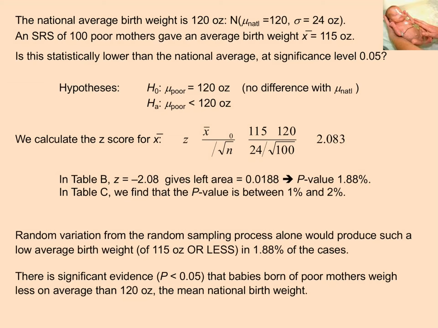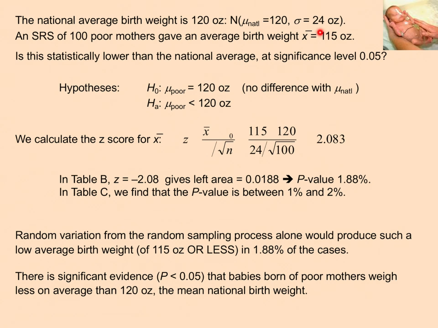Okay, so let's look at this example here. The national average birth weight is 120 ounces. Okay, so we have a normal population distribution with a population mean of 120 and a standard deviation of 24 ounces. All right. We take a simple random sample of 100 low-income mothers, and we find an average sample birth weight of 115 ounces.